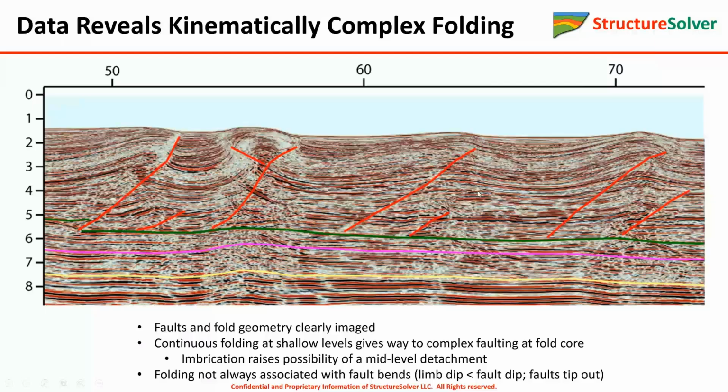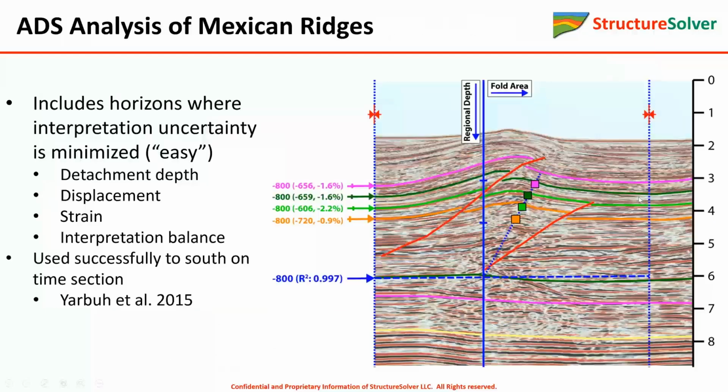It's fairly easy to interpret, and so that really lends itself to our area depth work. So we take a stab at it. We set the regional limits at the syncline axes to capture that fold within that area. We've interpreted just a couple horizons.